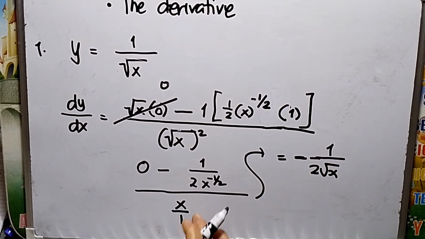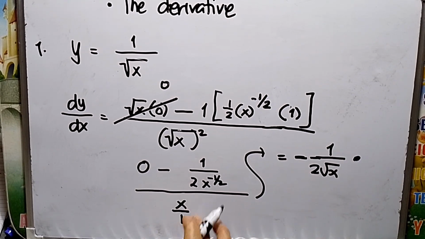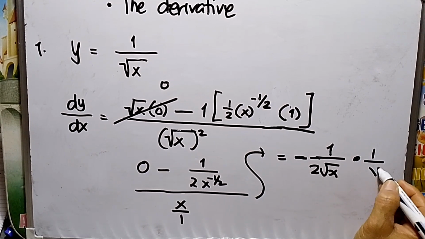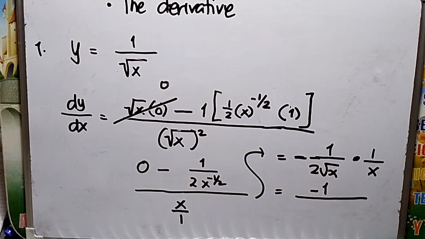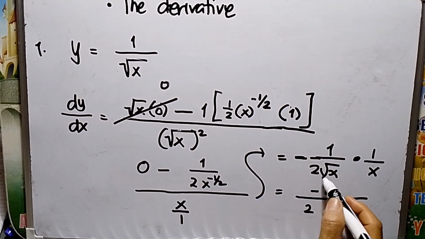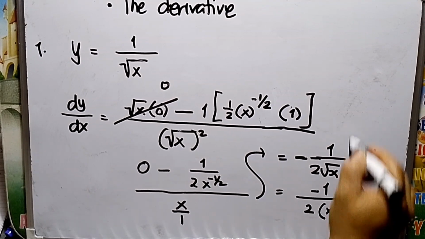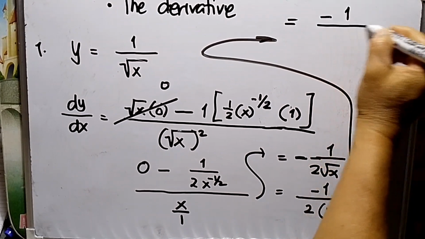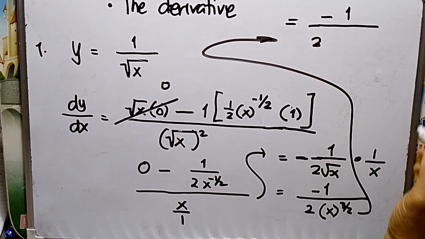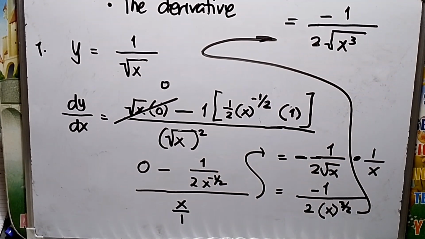Then this will be over 1. Then take the reciprocal of this, change the operation to multiplication, then the reciprocal of x over 1, that will be 1 over x. So this will be minus 1. Then 2 square root of x times x, that will be x raised to the 3 halves. Then how to write this one in a fraction, in radical form? So this will be negative 1 over 2 square root of x cubed. So that's the answer for number 1.